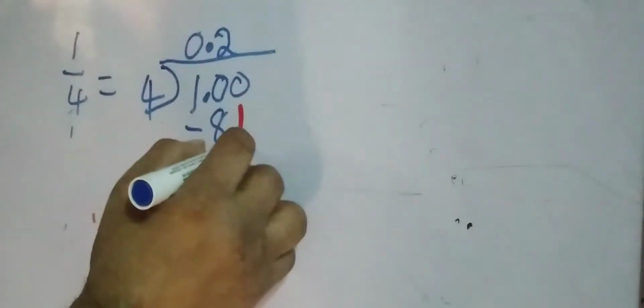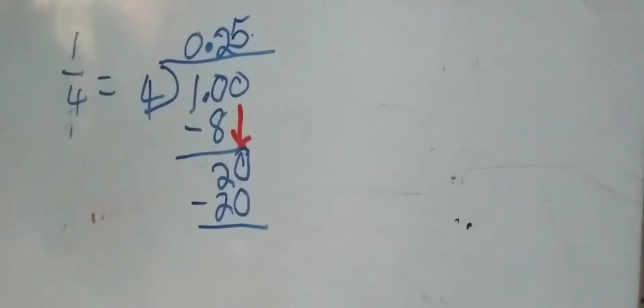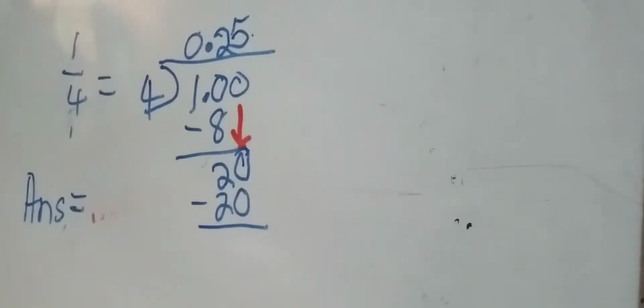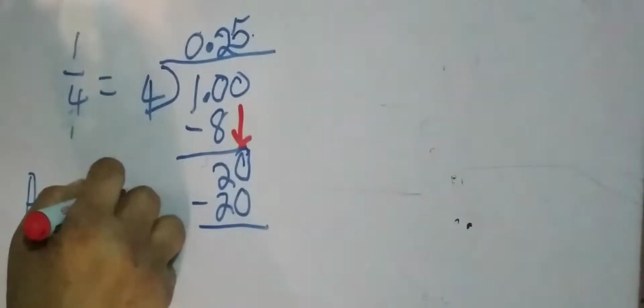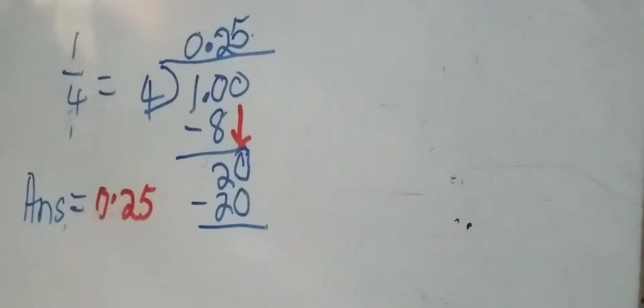So now we're going to say 4 into 20, that goes 5 times. 5 4s, 20. 20 from 20, leave nothing. So our answer is 0.25. So when we convert 1/4 or a quarter to a decimal, our answer is 0.25. All right, let's try another one.